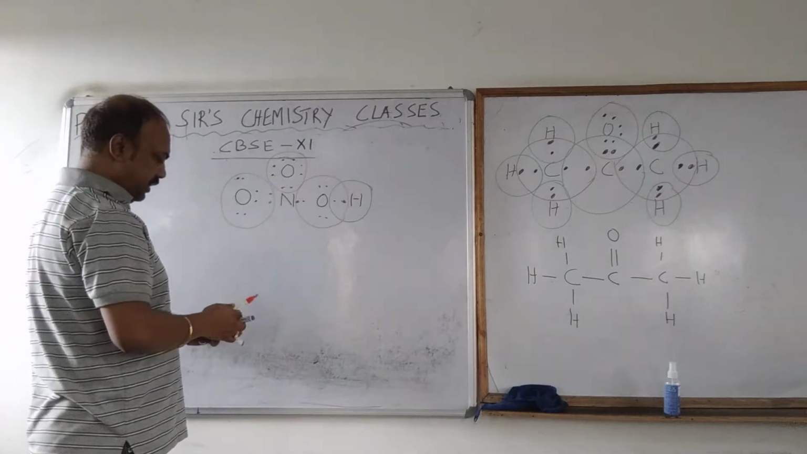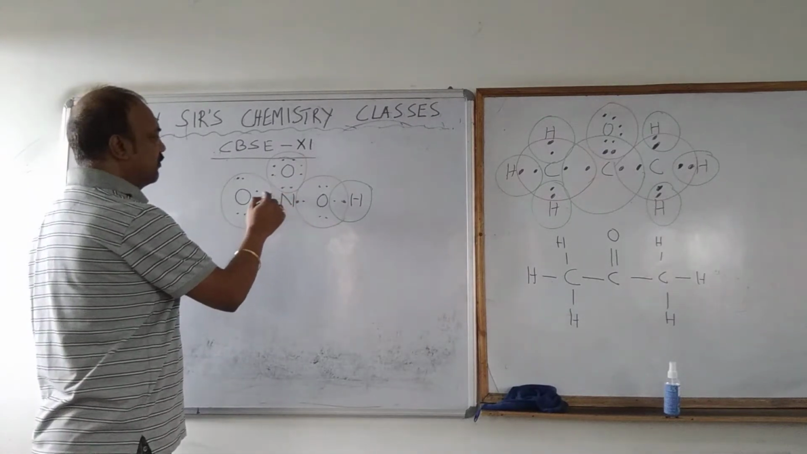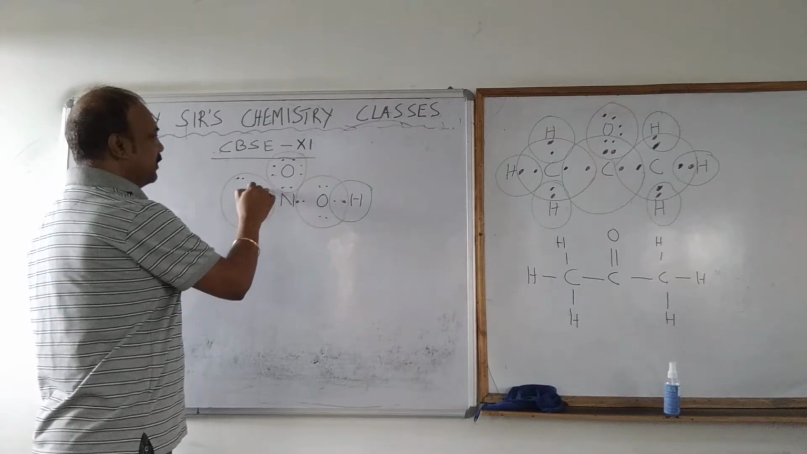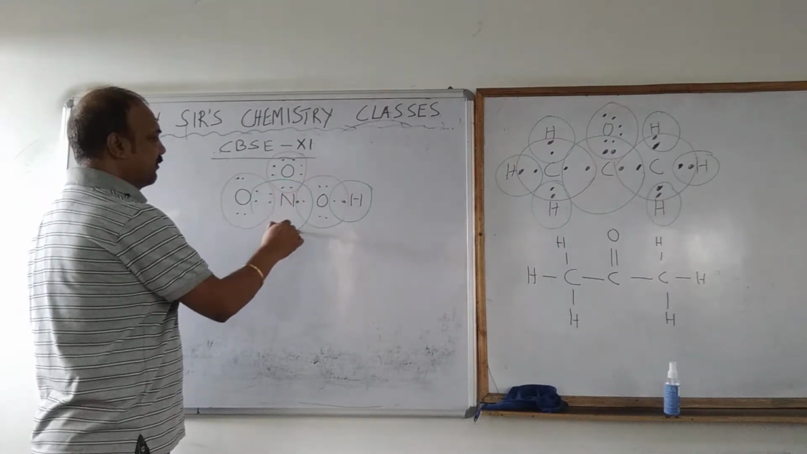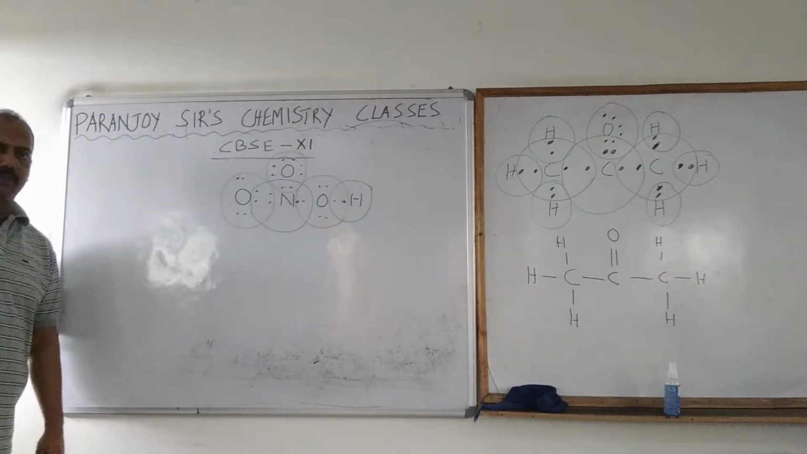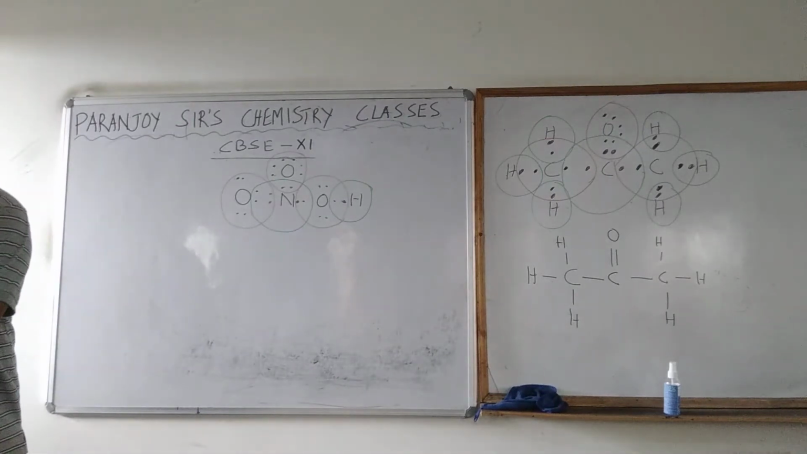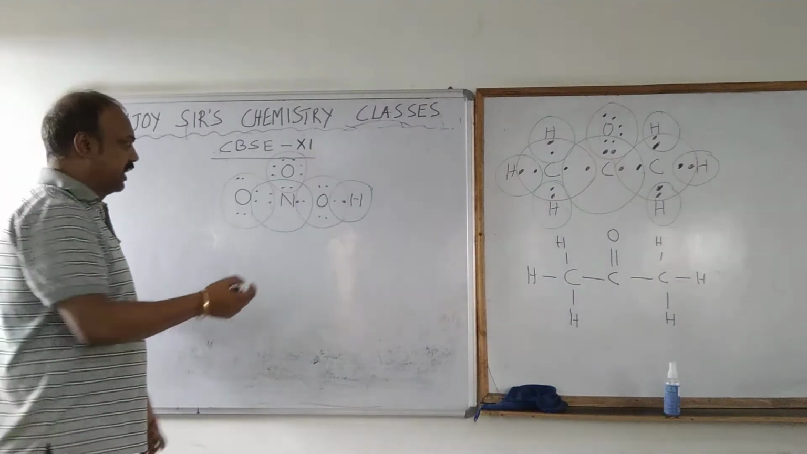And this nitrogen, let us make it 8. How can we make it 8? 1, 2, 3, 4, 5, 6, 7, 8. See? Is that the structure of the compound? Now, if we write down the bonding, we will find it very easily like this.